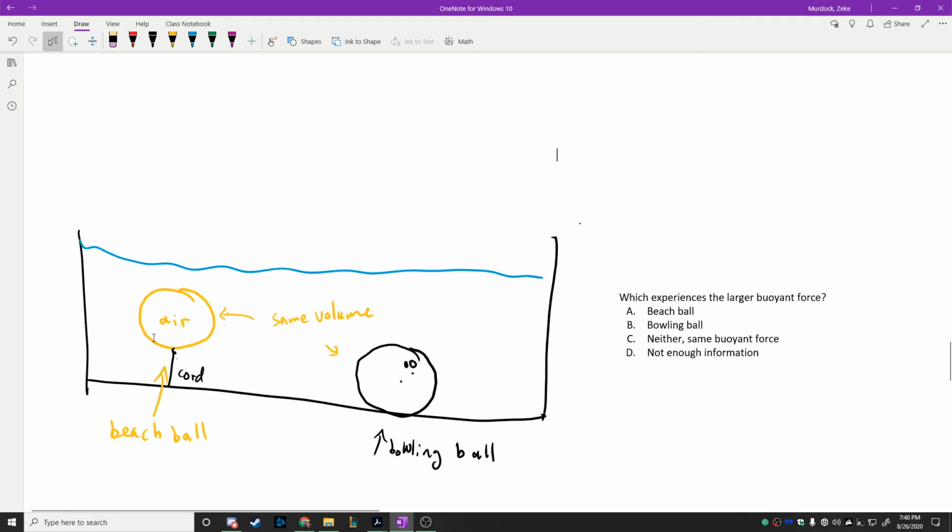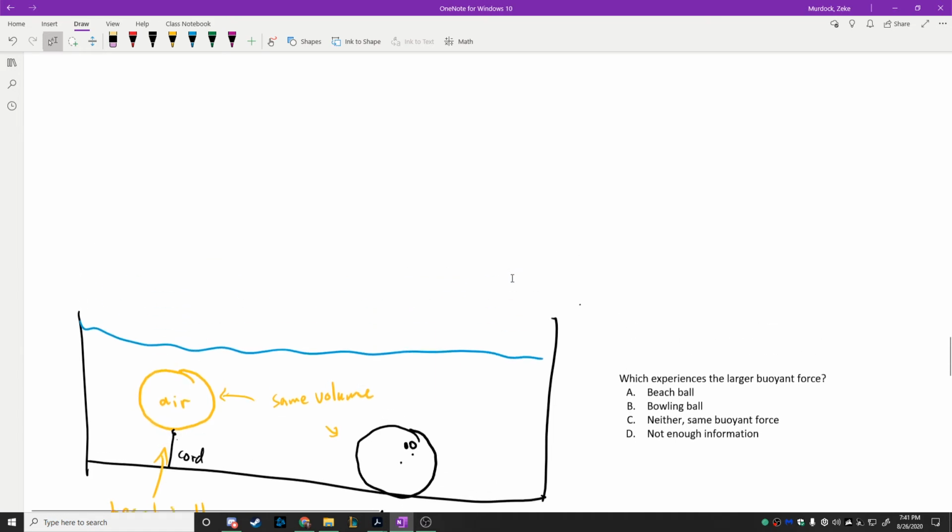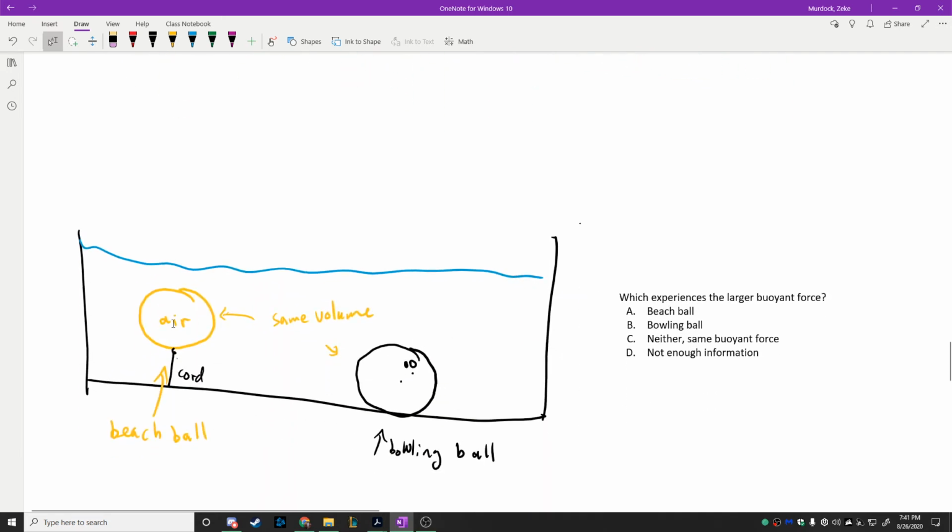And in order to keep the beach ball underneath the water, we attach a cord to the beach ball so that it stays under the water, okay? Does that make sense? Some of you have probably tried this before. You take a volleyball or a beach ball and you try to push it underneath the water, what happens? It pops right back out of the water. And the bigger the ball is, the harder and harder it gets to push it underneath the water, right? But we could force it to stay fully submerged as long as we tie a cord right here. And so the question I want you guys to think about to understand something about buoyancy is which of these two objects is going to experience a larger buoyant force, okay?